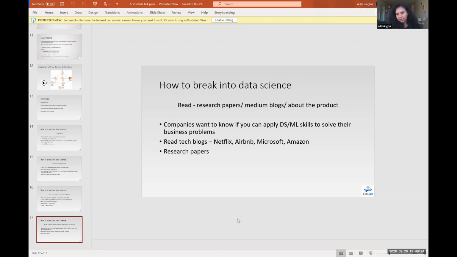I have a question, Aditi. Thank you so much for your talk. My question is that you were working for an ML role and also a DS role. I'm just wondering what's the difference between these two roles?